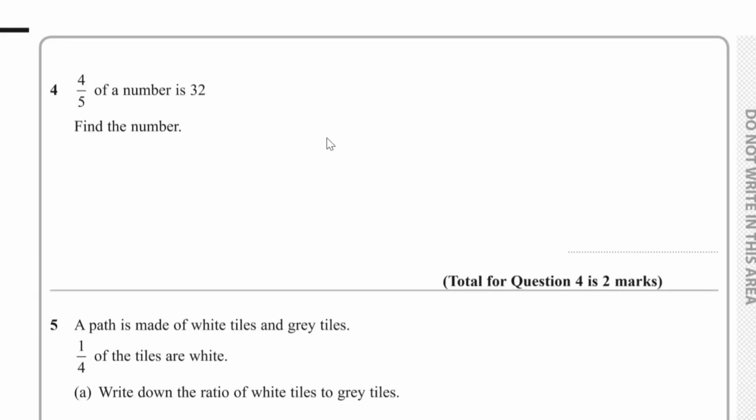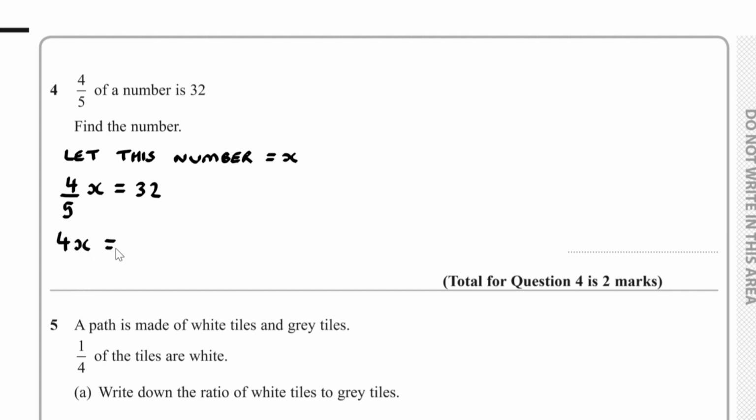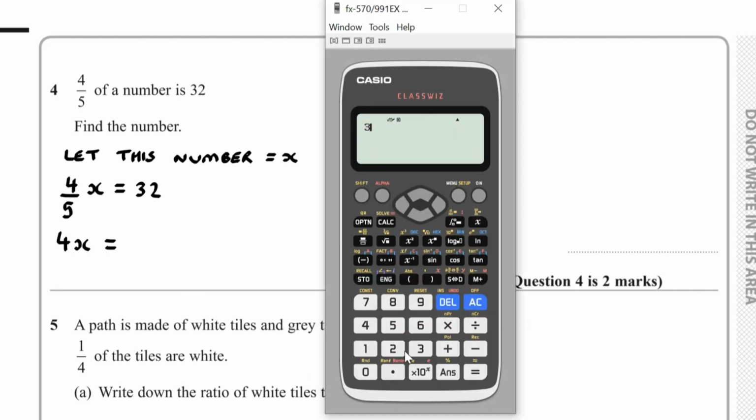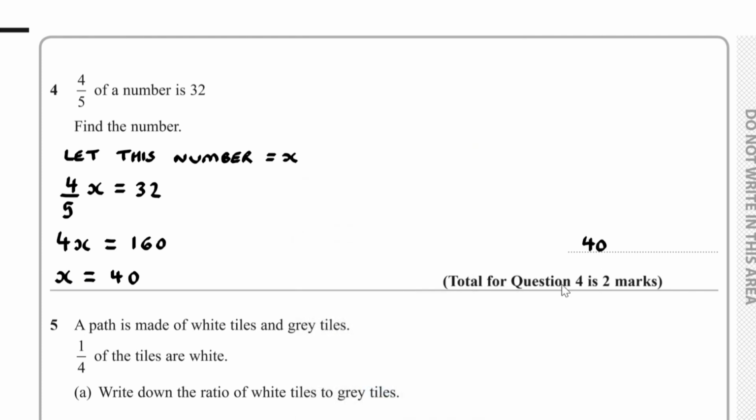Question number 4. 4/5 of a number is 32, and we have to find the number. So if I let this number equal x, that would mean 4/5 of x is equal to 32. So if I times through by 5, 4x is equal to 32 times 5, which is 160. And if I divide through by 4 now, that means x is equal to 40. So the number we are thinking of is 40.